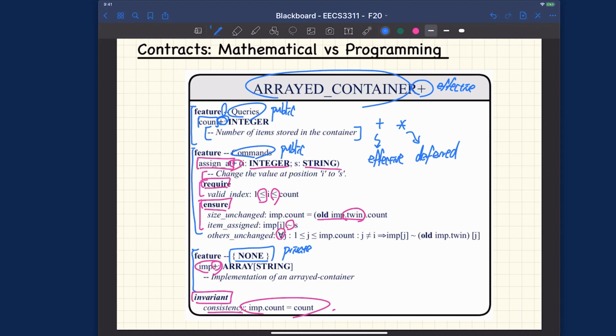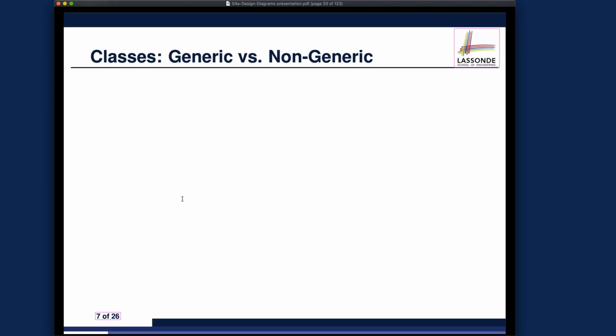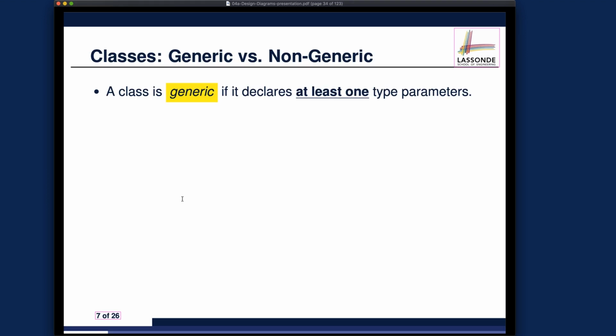Okay, so now let's move back to the slides and move on to the next item. We have already covered how you can include contracts in your detail view. Let's talk about generic versus non-generic classes. We talked about how you can use and write generic classes previously, so let's see how you can present the design view to your clients. A class will be generic if it declares at least one type parameter.